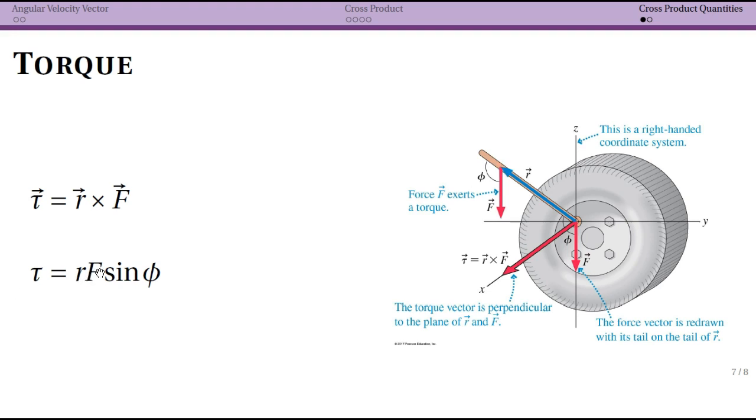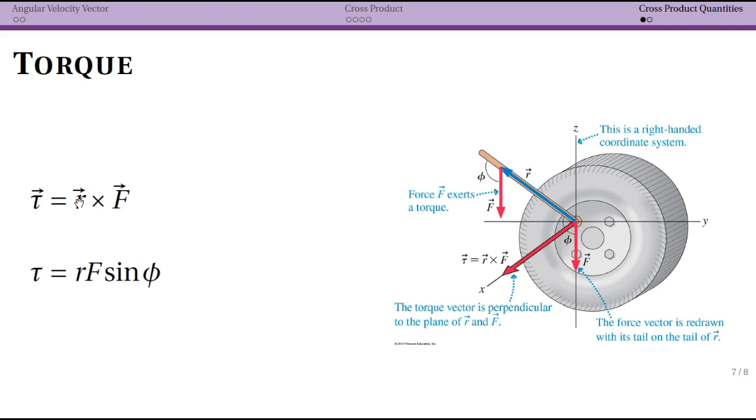Before we wrote this as rF sine phi, and again, phi was just the angle between r and F. So these two equations are completely equivalent. The difference is that now with the cross product, we can express torque as a vector itself, and it's going to be perpendicular to the plane that r and F are in. So that's really where this equation comes from.